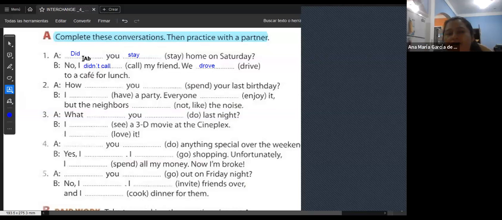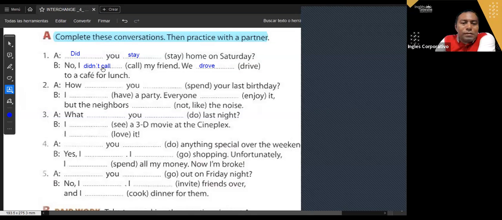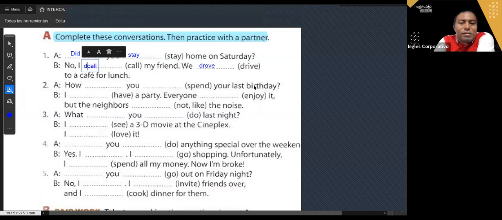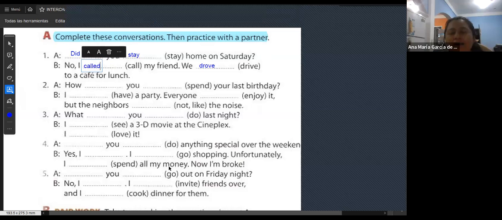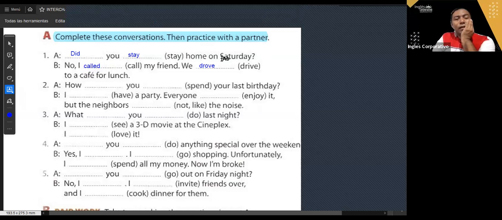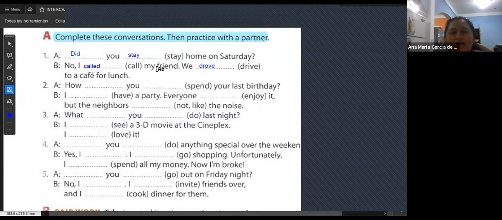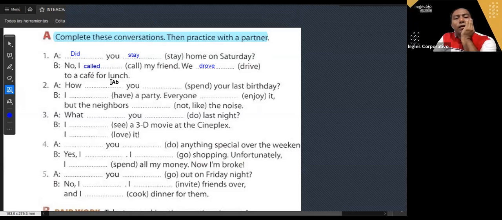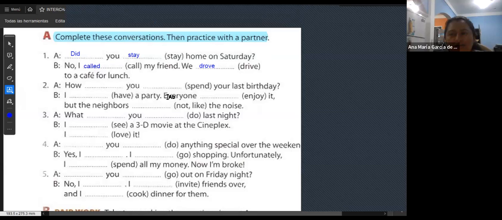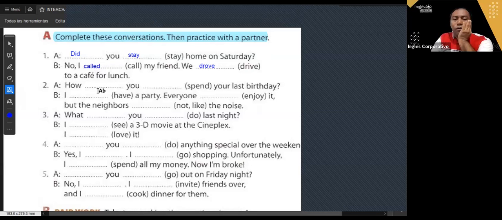I think use yes. Only called. Ah, only called, no. Okay, in past. Here, in this, I call, yes. Es lo que les estaba explicando. Okay, yes, según lo lógico sería así, ¿verdad? ¿Te quedaste en casa el sábado? No, coma, hasta aquí llegó ese no. Yo llamé a mi amigo, conducimos a tomar un café para el almuerzo. Eso es lo lógico. It's correct, right? Es lo lógico. Ahí tiene la coma.